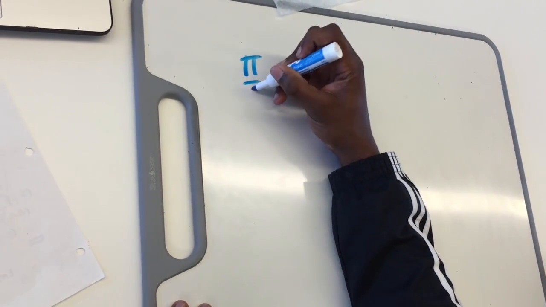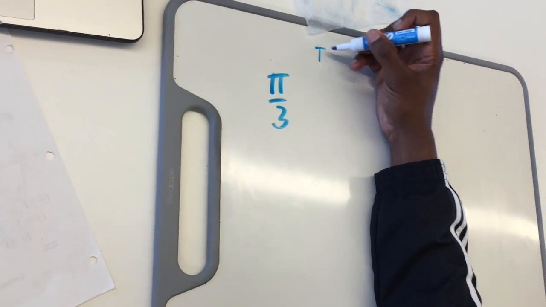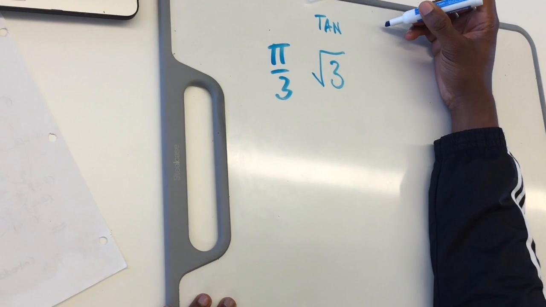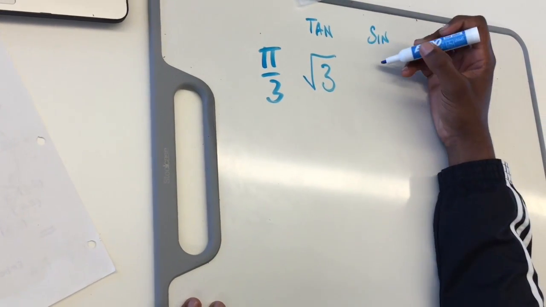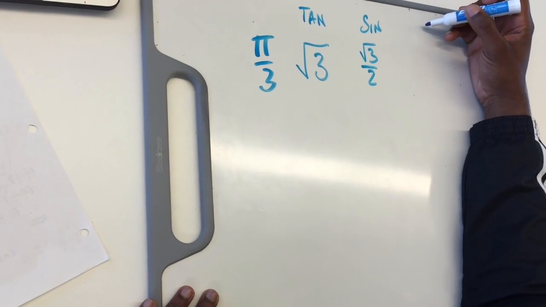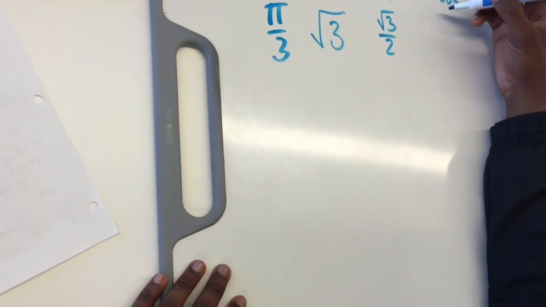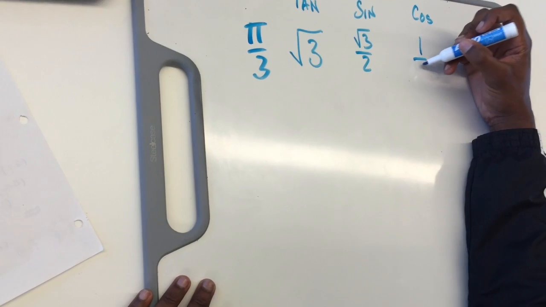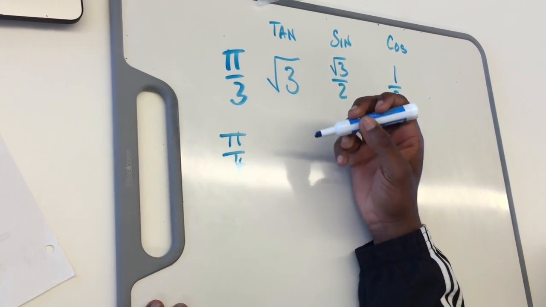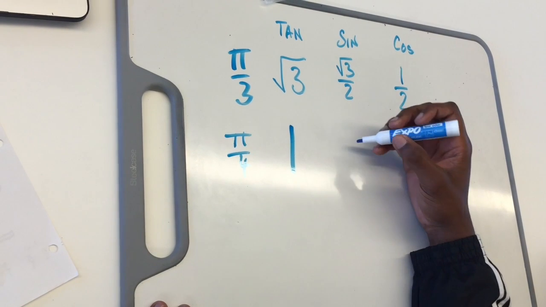So pi over 3. The tangent of pi over 3 is root 3. The sine of pi over 3 is root 3 over 2. And the cosine of pi over 3 is 1/2. Now for pi over 4, the tangent is 1.